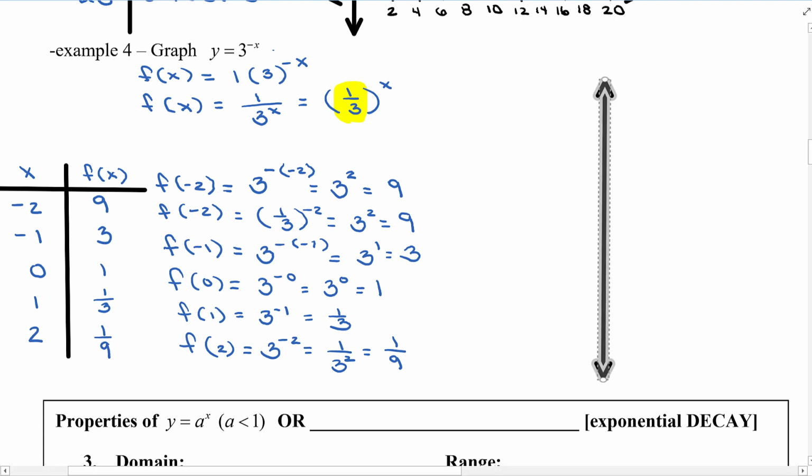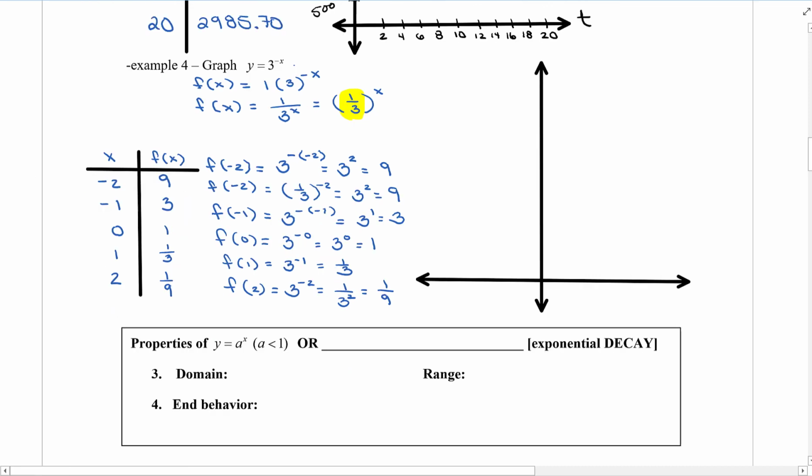So now we're going to draw my coordinate plane here. I've drawn the vertical axis. I've drawn the horizontal axis. I'm going to begin by drawing the tick marks on the horizontal axis, our x-axis. They're going to go from -2 to 2 by a scale of 1. And on the y-axis, I'm going to go from 0 to 9 by a scale of 1. I've also drawn in the value for 1/3, and I can kind of estimate that 1/9 will be in between 0 and 1/3.